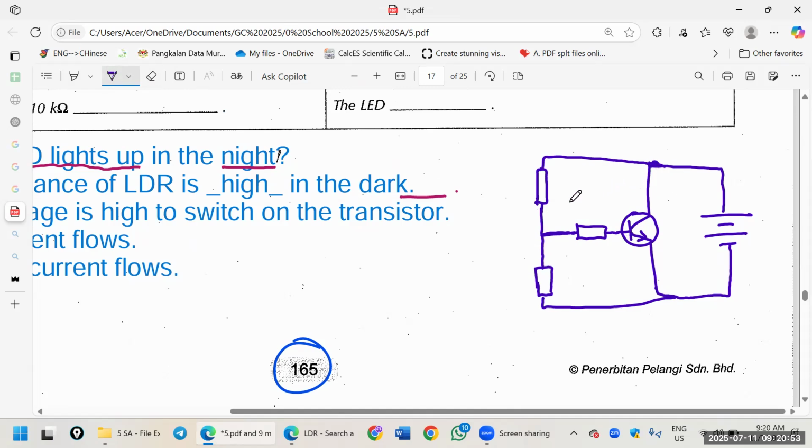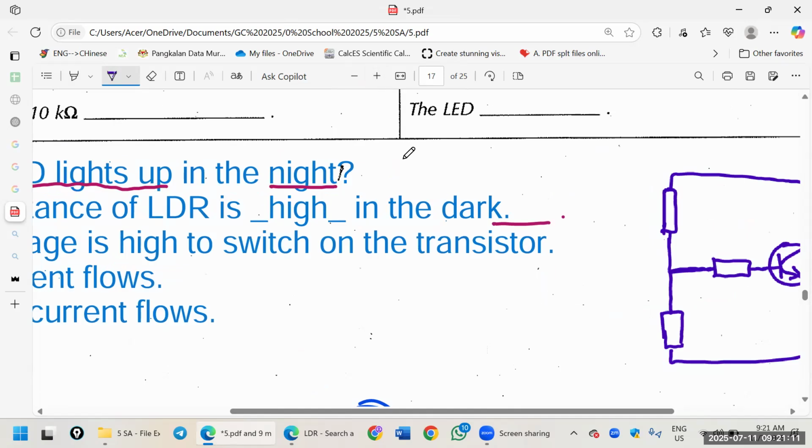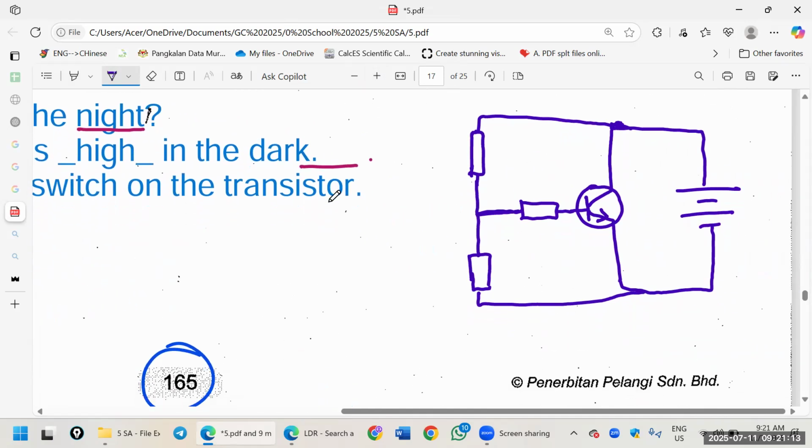If I want to switch on the light, where should I put my light? You draw it once, you can memorize it better. Where should we put the light bulb or light tube? This is C, this is B, this is E. Where? C, yes, good.